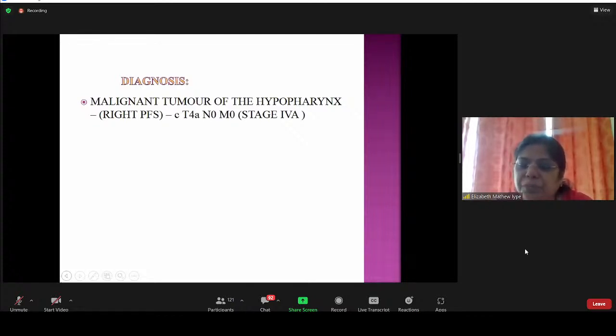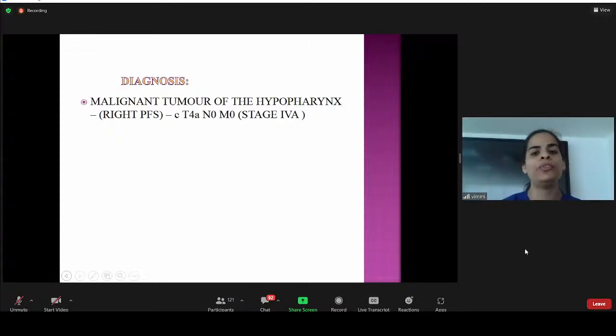Any role for PET-CT in this case? PET scan? Yes, ma'am. This is a case of advanced hypopharyngeal malignancy, and these are known to present with distant metastasis. The incidence reported is around 17 to 24% at presentation. So yes, if I have the facility, I would like to go for a PET-CT in a case of advanced hypopharyngeal malignancy to rule out any obvious distant mets.